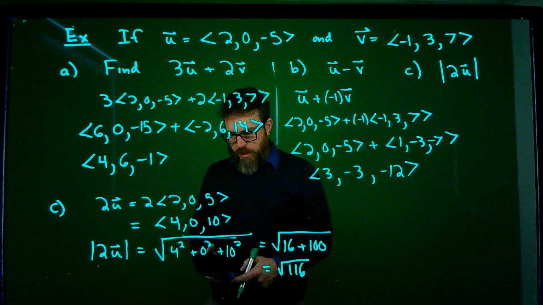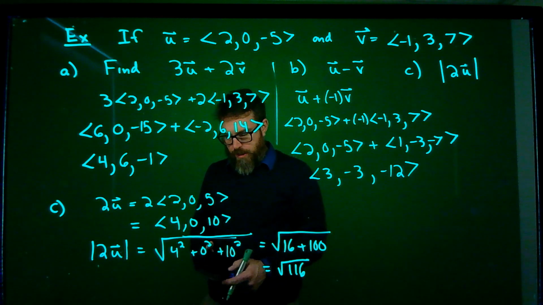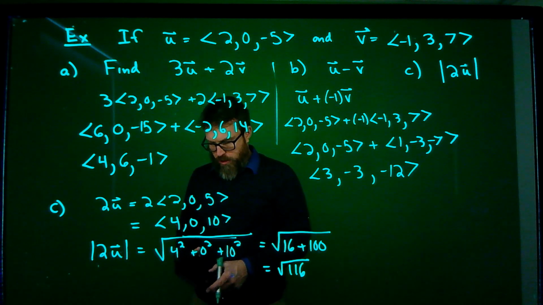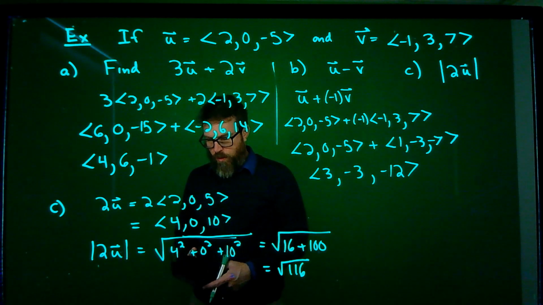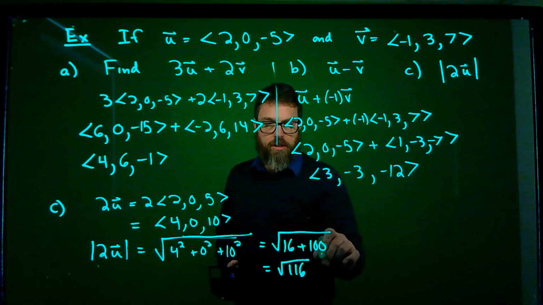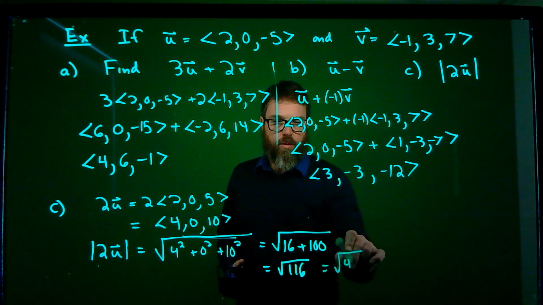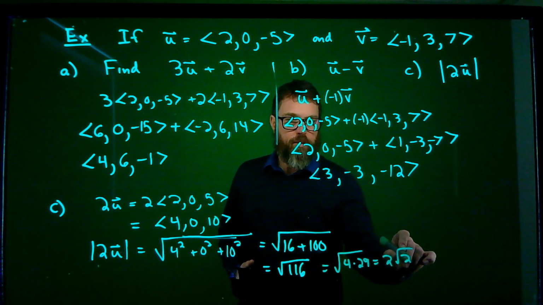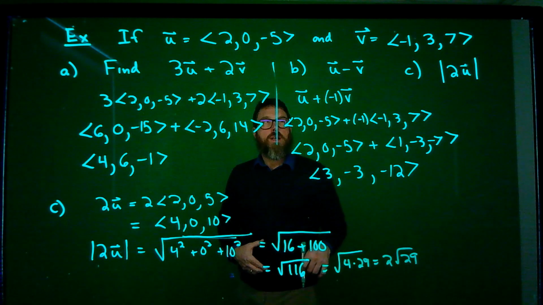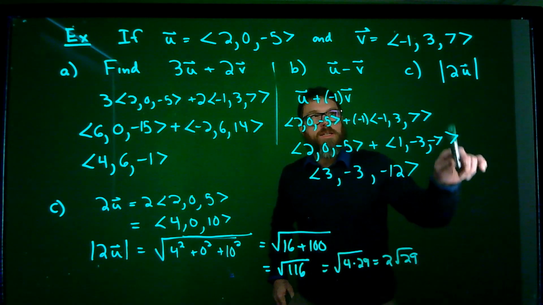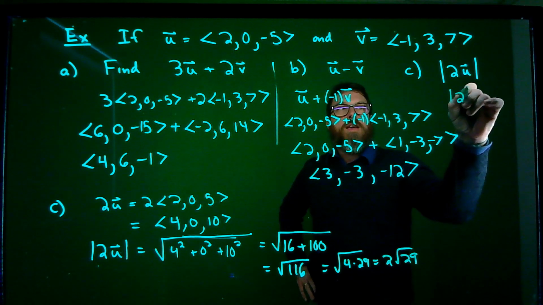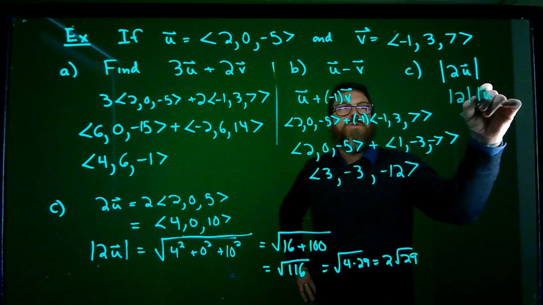Now, we know that 116 is divisible by 4 because the last two digits are divisible by 4. I want to show you an interesting property. 116 divided by 4 is going to be 29. So this is the same thing as the square root of 4 times 29, which is actually 2 times the square root of 29. So an interesting property here is that the magnitude of 2 times u is actually the absolute value of 2 times the magnitude of u.